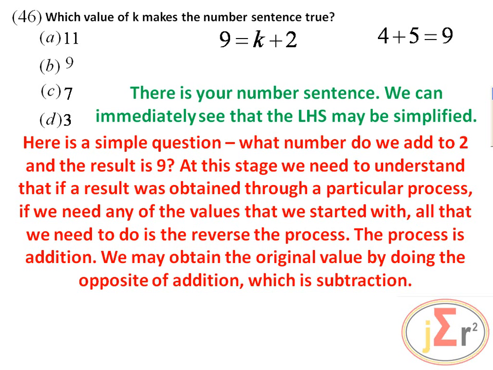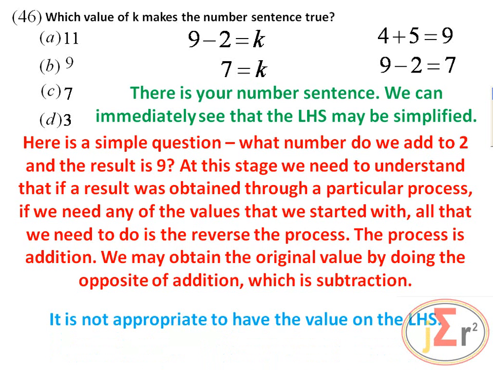So 9 is equal to k plus 2. The result of adding k and 2 is 9. Therefore, in order to find what k is, which is one of the numbers that were added, we need to do the opposite of addition, which is subtraction. 9 minus 2 is equal to 7. So 7 is equal to k.